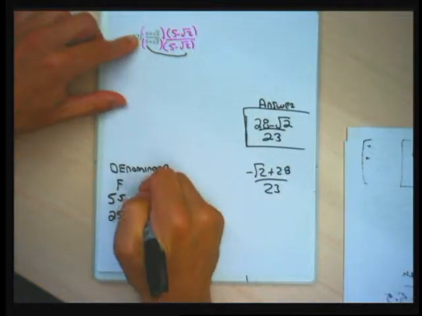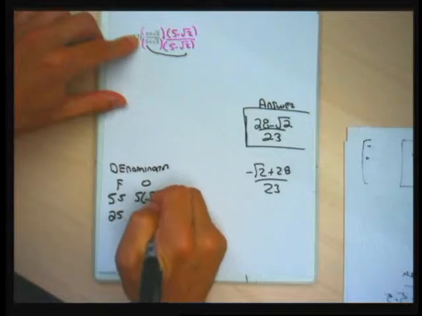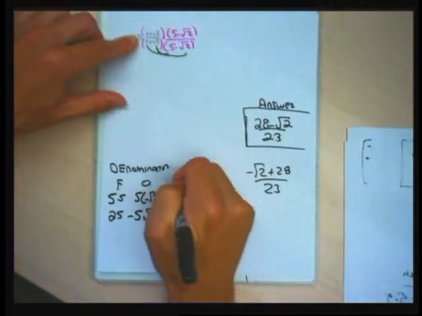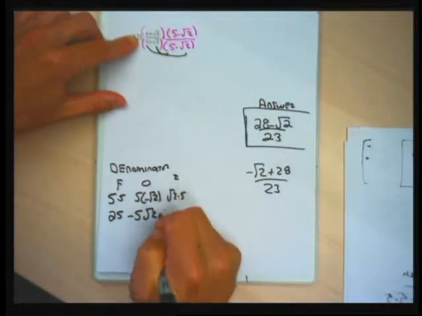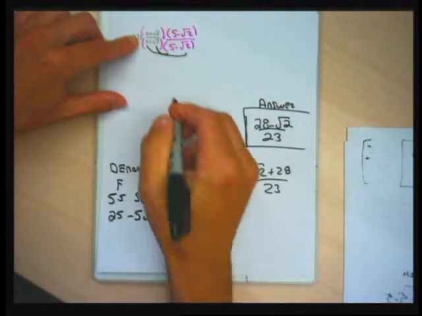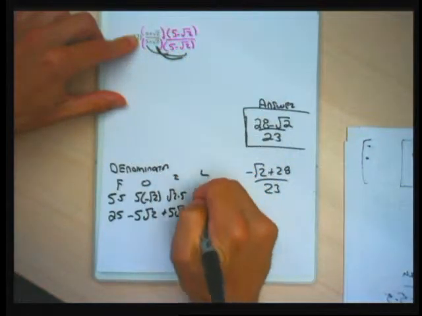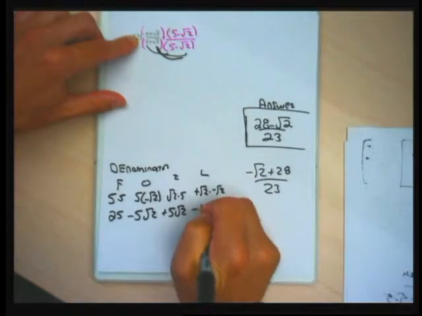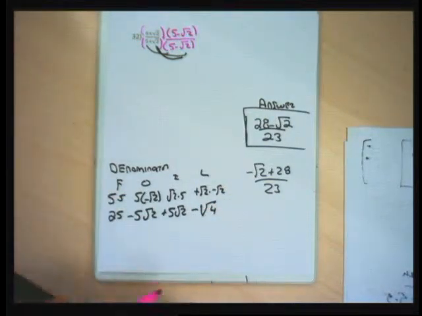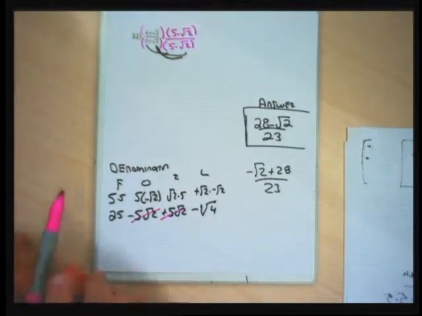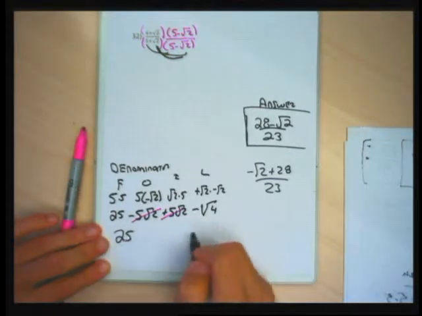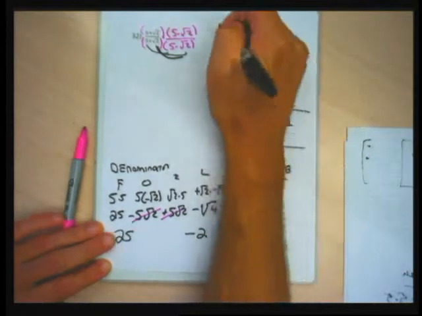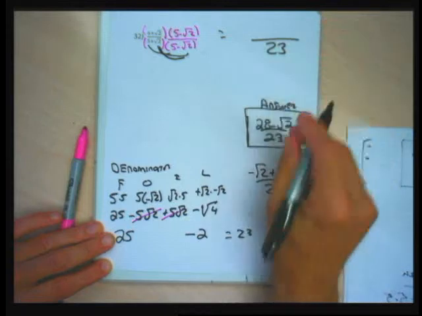Outers, 5 times minus square root of 2, which is minus 5 square root of 2. Inners, square root of 2 times 5, which is plus 5 square root of 2. Lasts, positive square root of 2 times minus square root of 2, which is minus square root of 4. So the 5 square root of 2's cancel. The first that's a 25, and the last that turns into a 2 reduces to my 23. So my denominator, I get the 23.